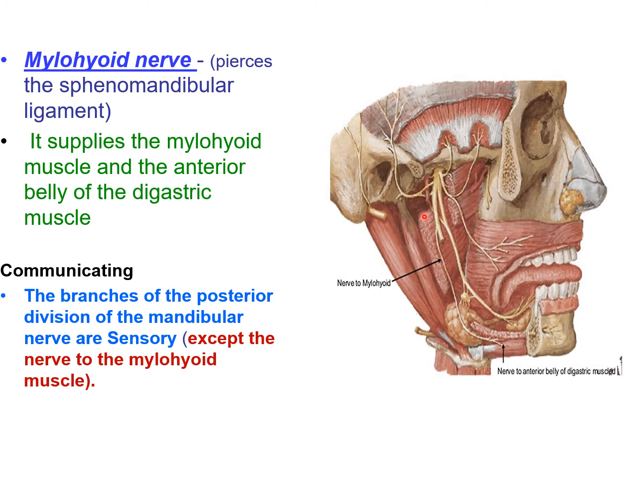The mylohyoid nerve arises from the inferior alveolar nerve before it enters the mandibular foramen. The inferior alveolar nerve gives off the mylohyoid nerve and it pierces the sphenomandibular ligament. The nerve to mylohyoid supplies the mylohyoid muscle, and also the anterior belly of digastric. If we talk about communicating branches, which frequently run from the inferior alveolar nerve to the lingual nerve, the branches of the posterior division of the mandibular nerve are sensory except the nerve to mylohyoid muscle.